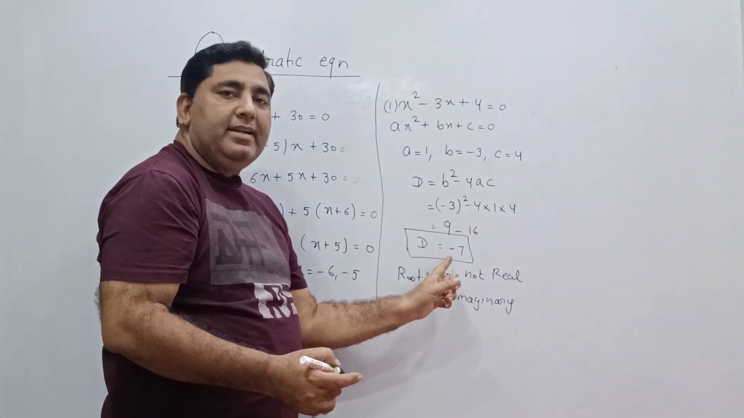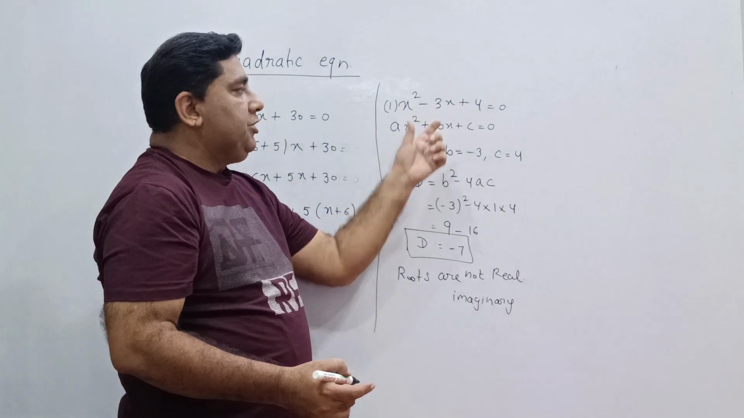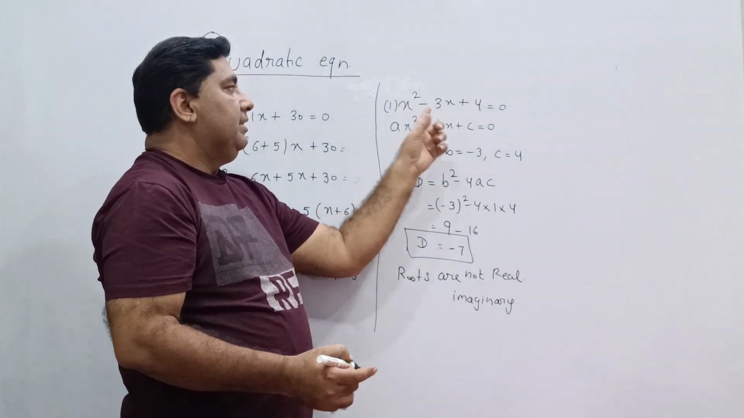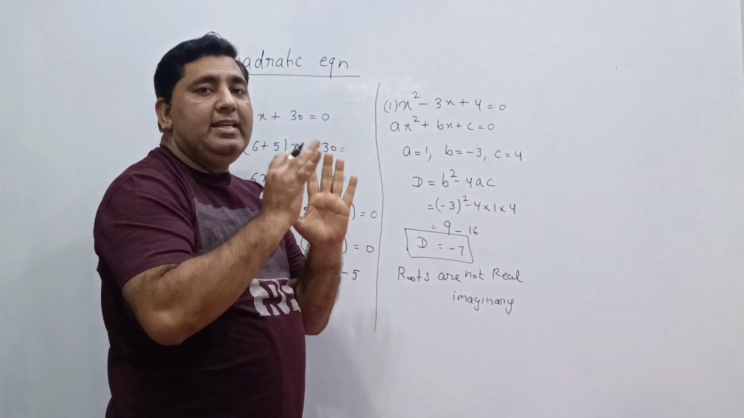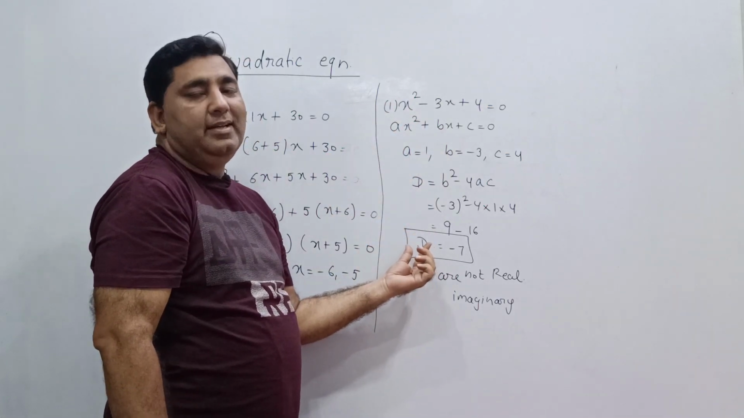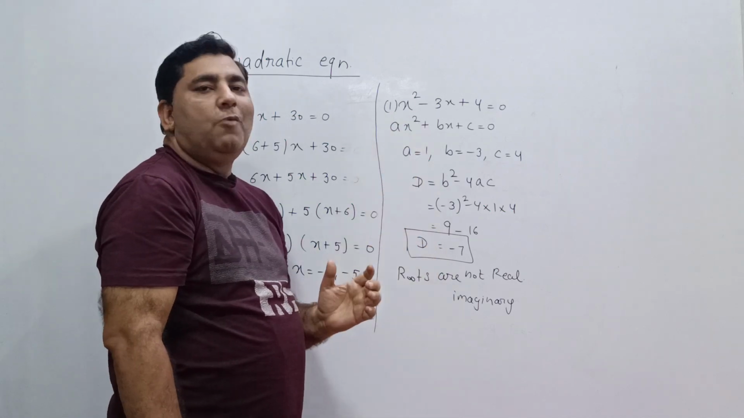If this comes negative, then this quadratic equation will not have any real roots. This equation will not have any real roots if it has a negative discriminant. So this is the topic for today.